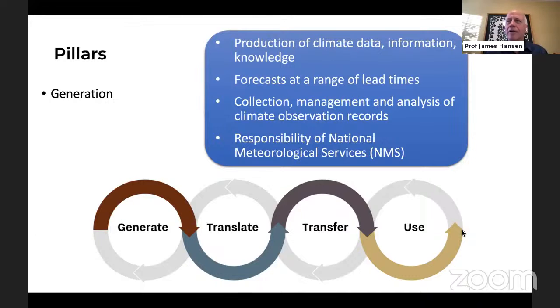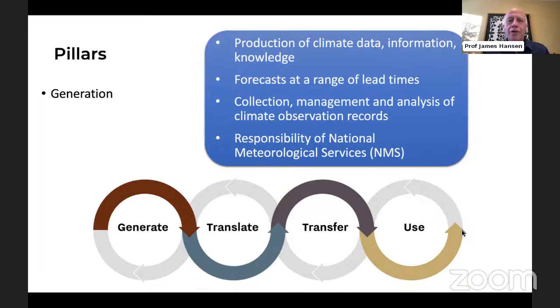That would be information. And then knowledge involves the ability to interpret, ability to apply it to decision making and understanding of what might be driving climate. So it also includes predicting the future, forecasts, a range of lead times, from weather to climate change, to climate variability, seasonal climate forecast to climate change projections.